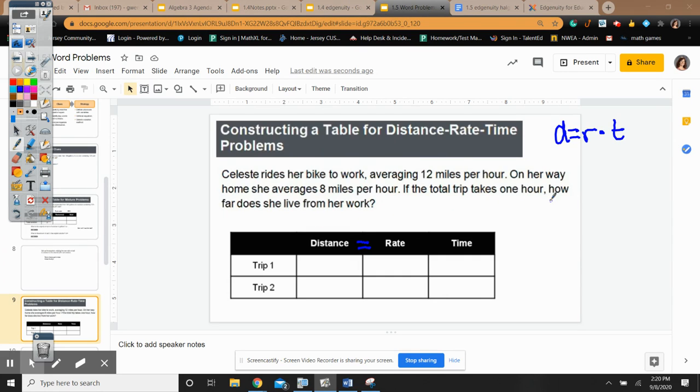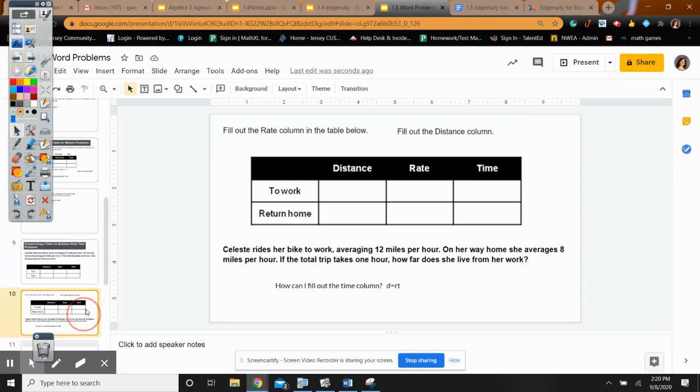So how far? That's a distance. We're going to be looking for a distance. And if you want to think of this, this is on her way to work. And this is on her way home. We don't know what the distance is, but isn't the distance the same? It should be the same. The distance in both situations is the same. I think I actually need to go to the next slide here. Yep, to work, return home.